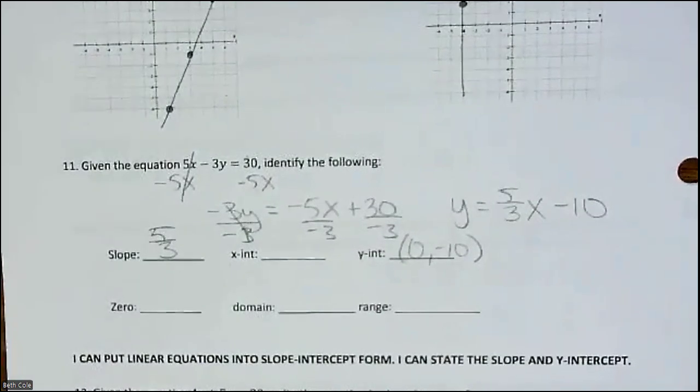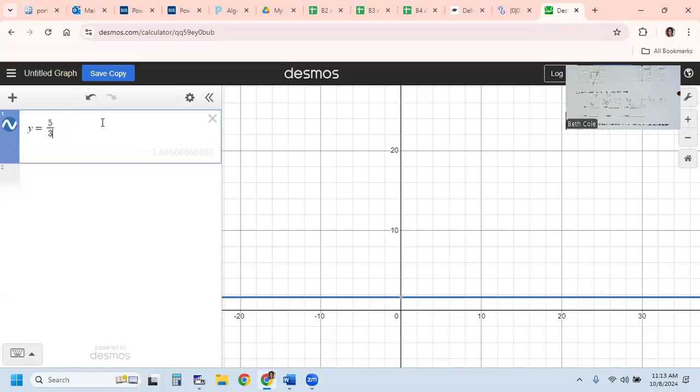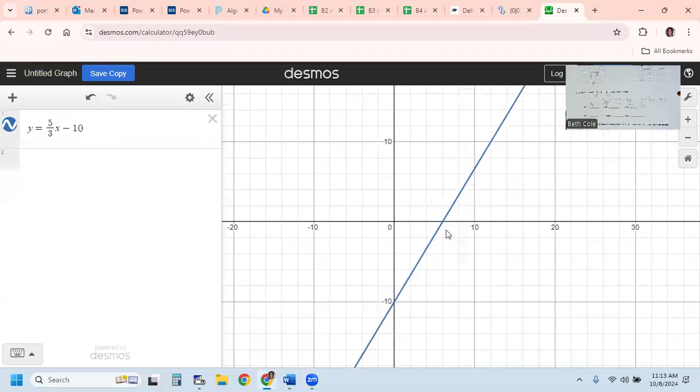Now, to get all the other stuff, I would type it into Desmos. So can you guys just look? You guys are focusing really well today. I just want you to look. That's it. All right, 5/3 x minus 10. I'm going to, boom, click on my x-intercept there. What is it? 6. 6, 0.